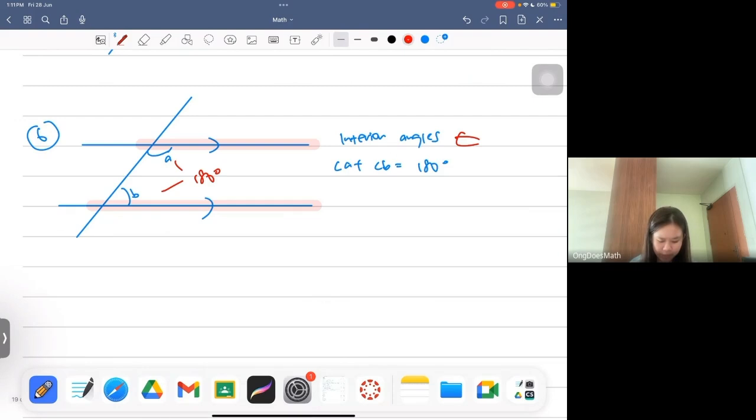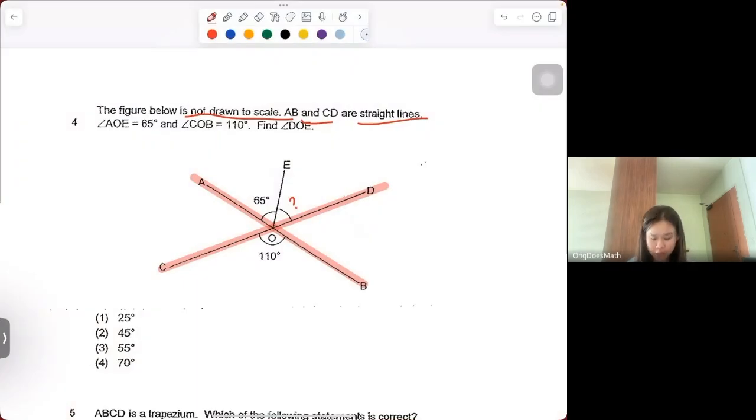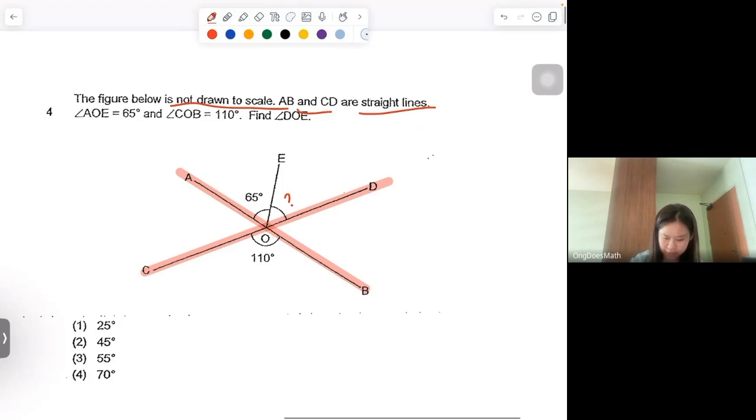Okay, so once we have that cleared, now we can move on to this question. Can you guess which property we need to use? Yes, you are right. We need to use vertically opposite angles, which states that this angle is equal to this angle, which means that this angle is 110 degrees.